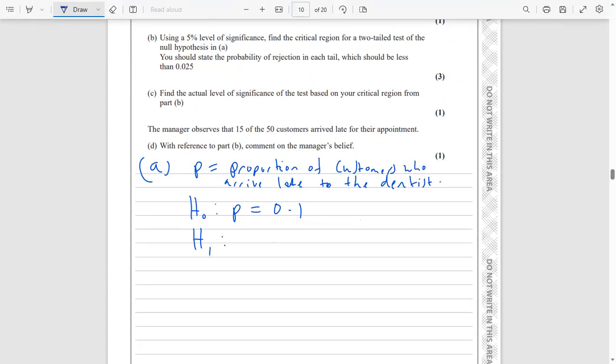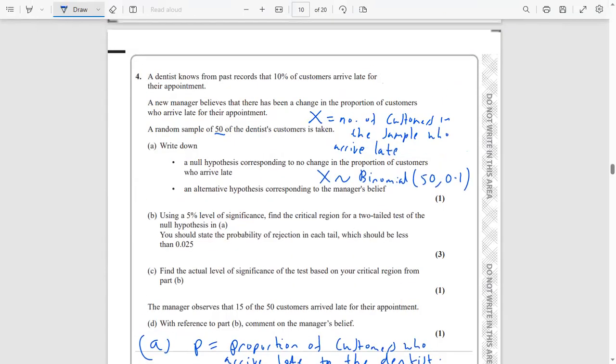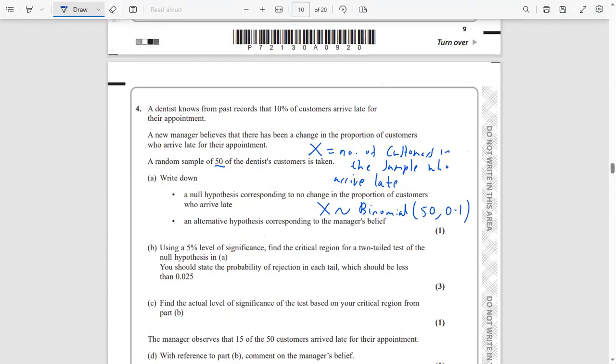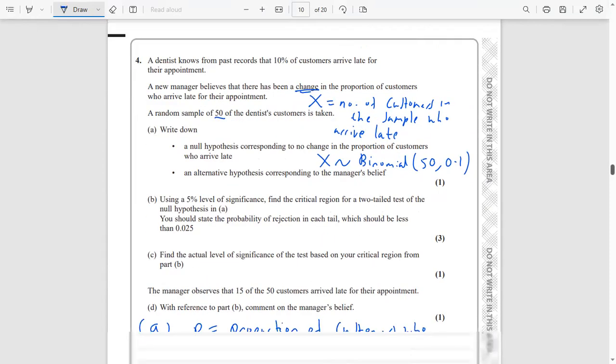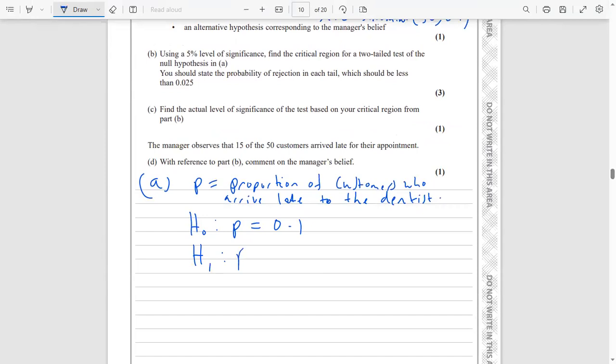And then our alternative hypothesis, this is where we just have to interpret the question. A new manager believes that there has been a change in the proportion of customers, so not an increase, not a decrease, a change. So P not equal to 0.1. I guess the key thing to note now is that this is going to be a two-tailed test, isn't it? So this is now a two-tailed test.